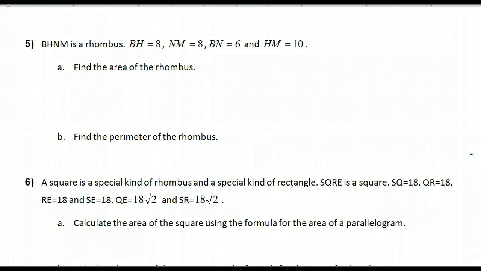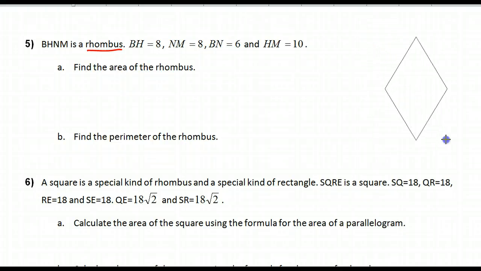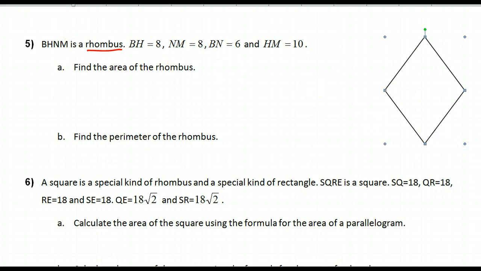Number 5. BHNM is a rhombus. I think it will be helpful to draw a picture of this. So here is a rhombus. Here's B, H, N, M.